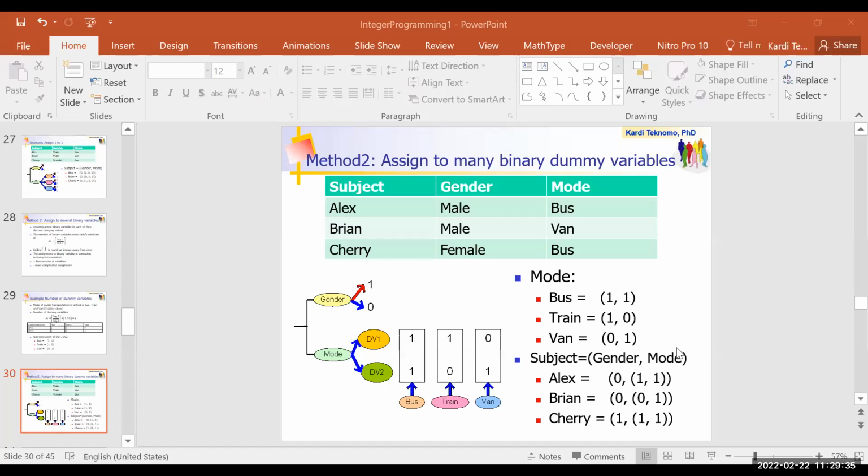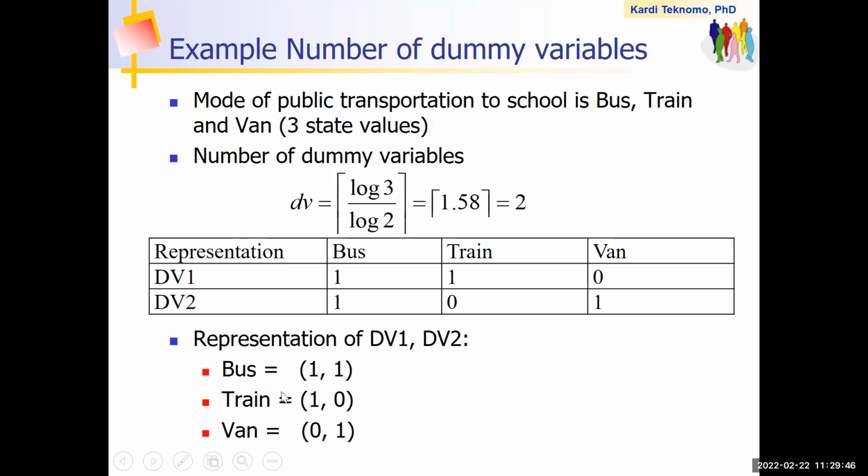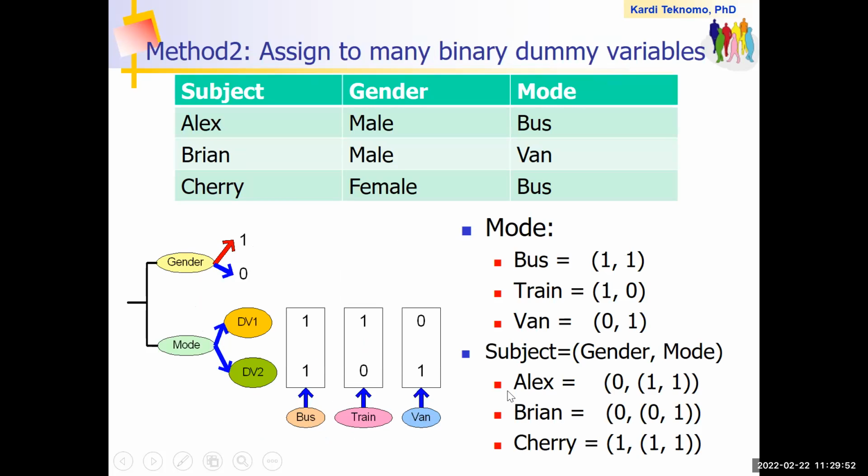Next, now I have the same as before. Then I assign bus as 1, train as 10, and fun as 01, right? So now the coordinates change. Alex is now 0 and then 1. Brian is 0 and then 01. Cherry is 1. Is it clear in here?